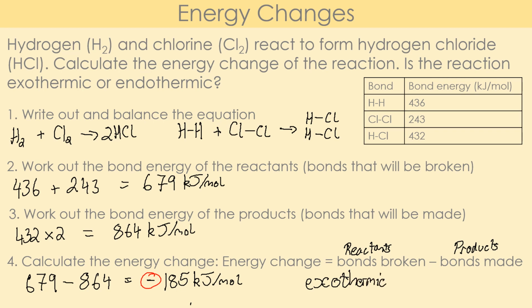Negative values are exothermic. So remember, calculate or write out the balanced equation, calculate the bond energy of the reactants, the bond energy of the products, and then do the reactants or the bonds broken, take away the products or the bonds made.